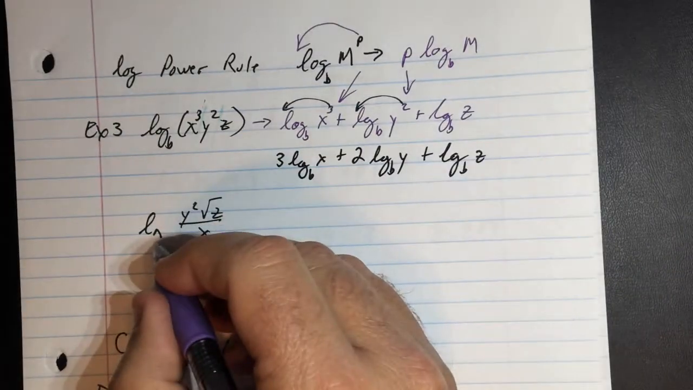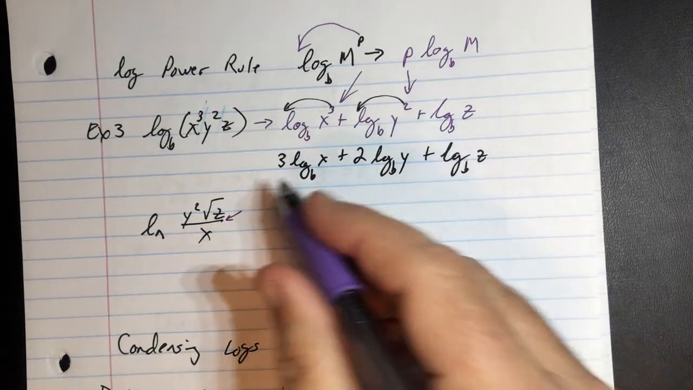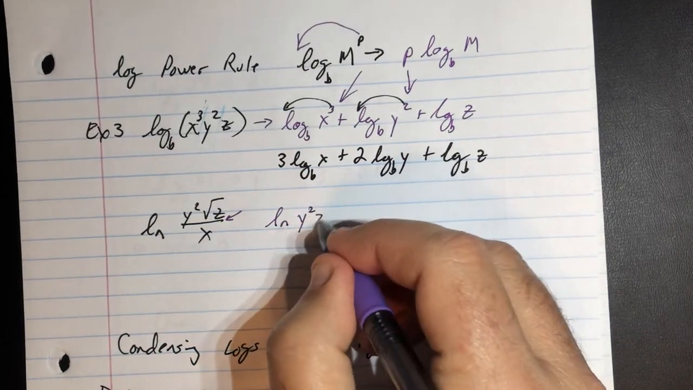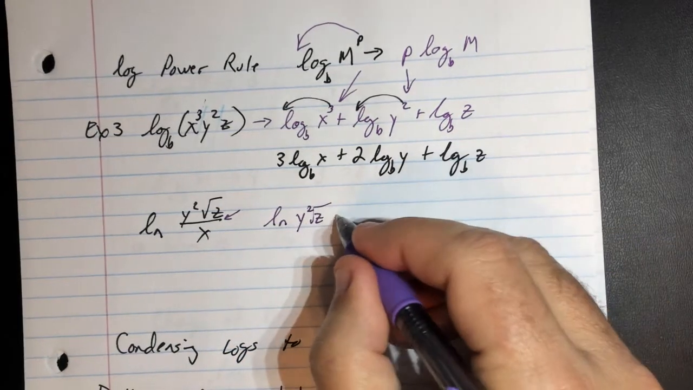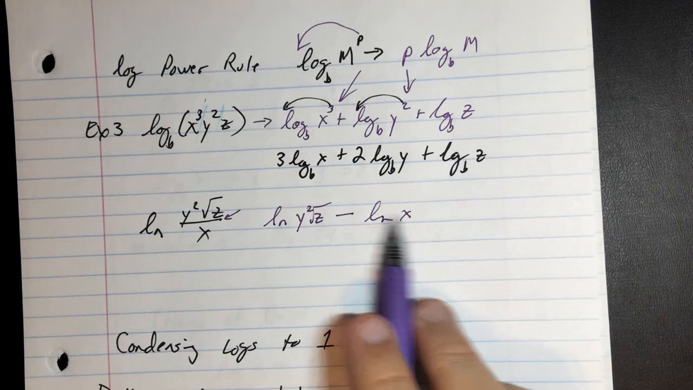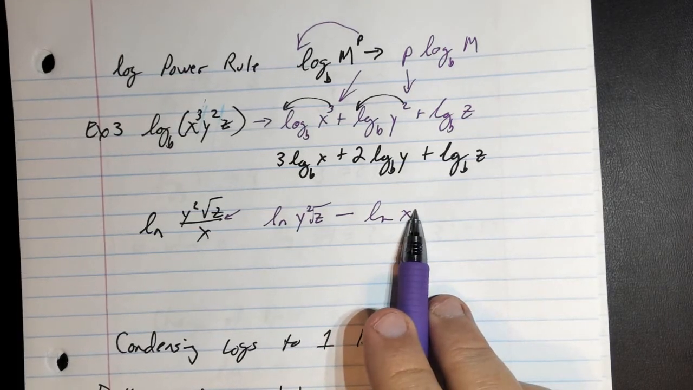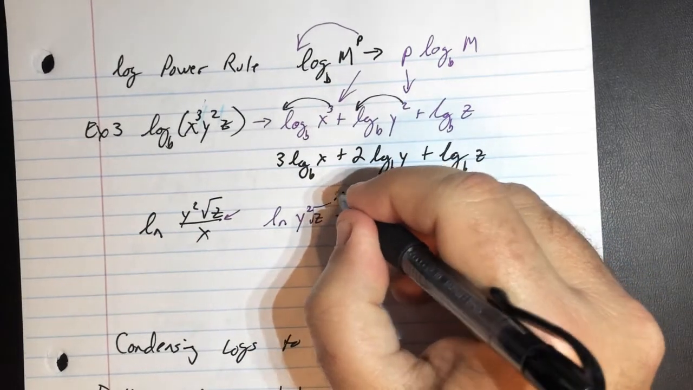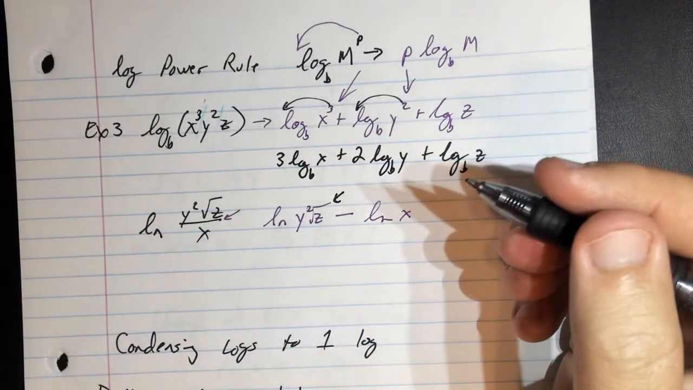Alright, so let's look at this one. Here I have a natural log, and I have that division, right? So let's go ahead and separate that. Natural log of y squared square root of z minus natural log of x. Now that's done right there. There's nothing else with it that has no exponent. But we've got to deal with this guy right here, the square root sign.